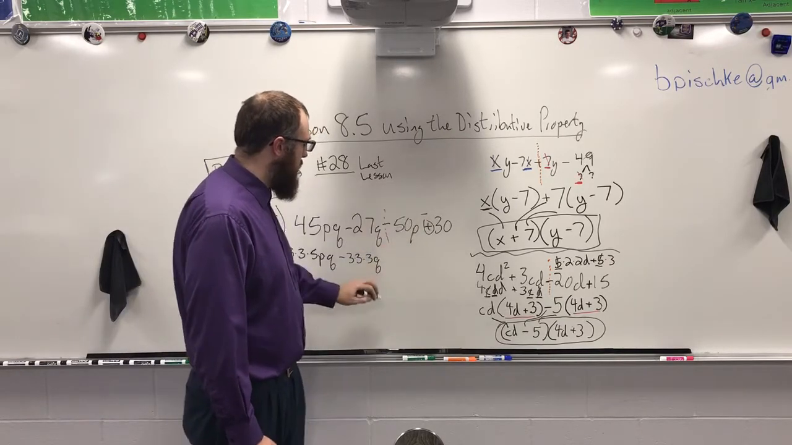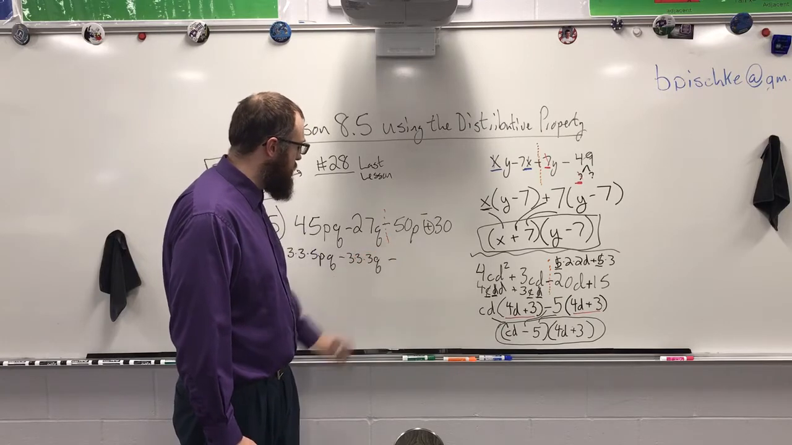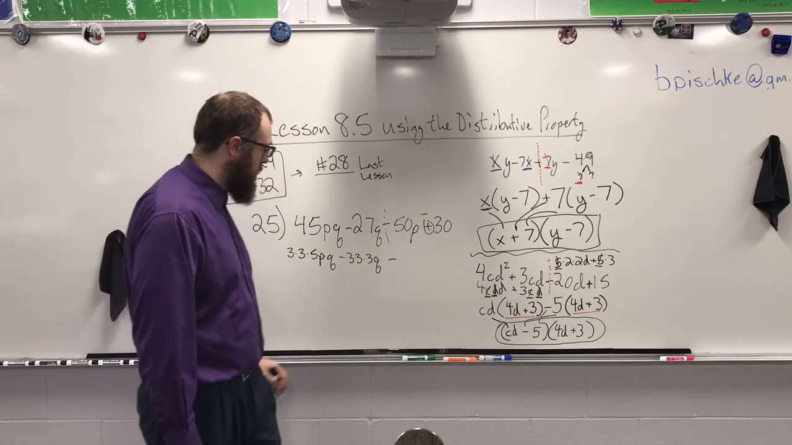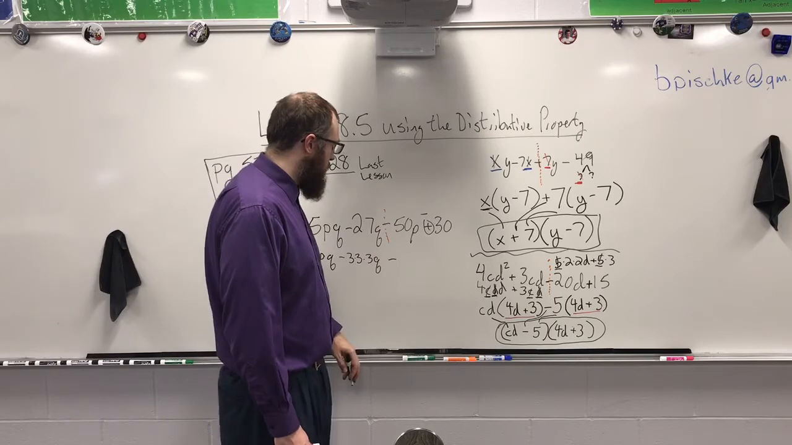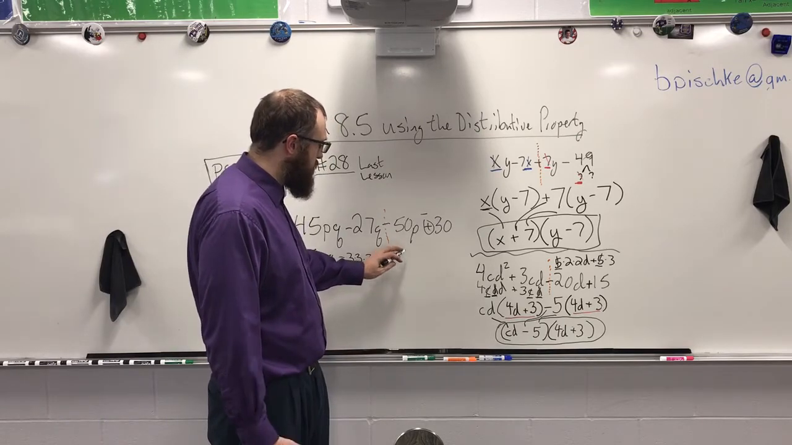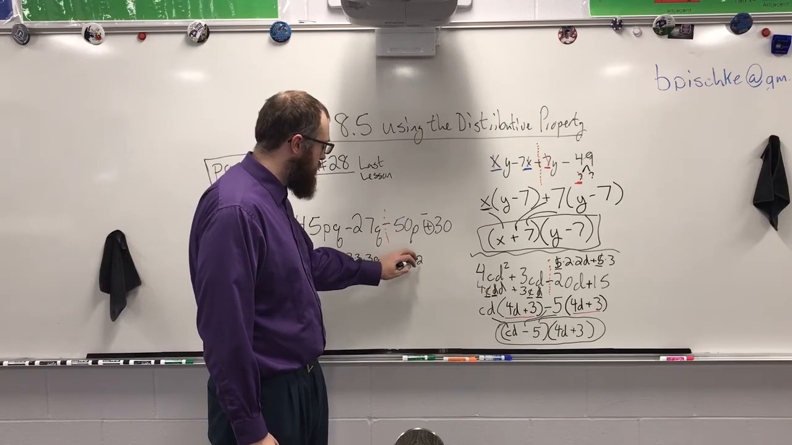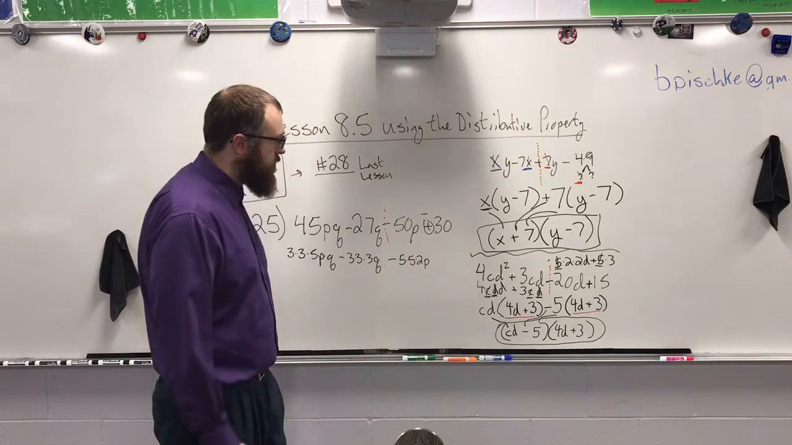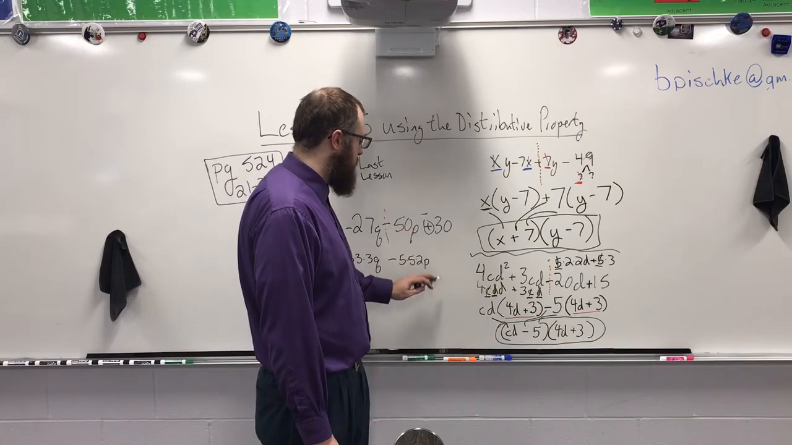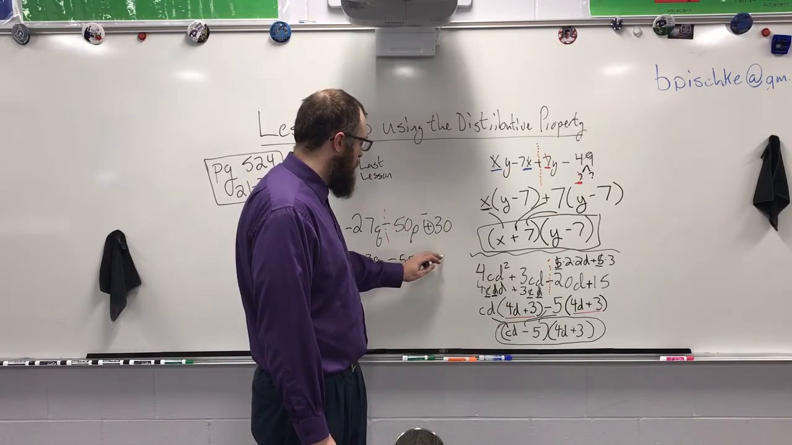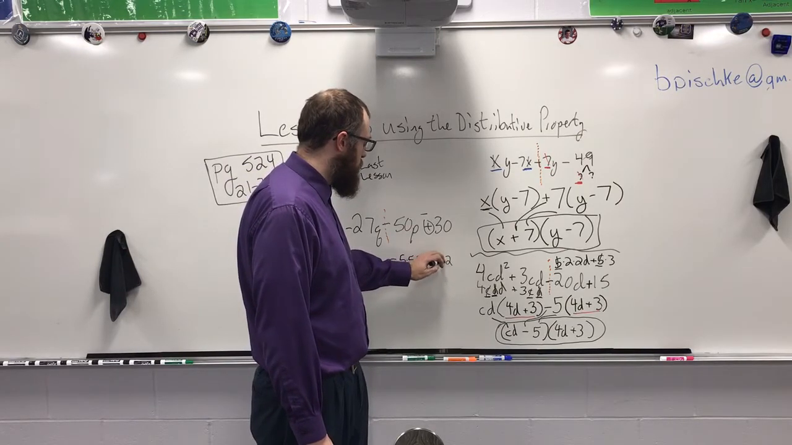Immediately I'm going to switch this sign because this is a negative in the middle. 50 is going to split into 10 and 5, and 10 is going to split into 5 and 2, so I have 5, 5, 2, P. 30 is going to split into 10 and 3, and 10 splits into 5 and 2, so I have 5, 2, 3.